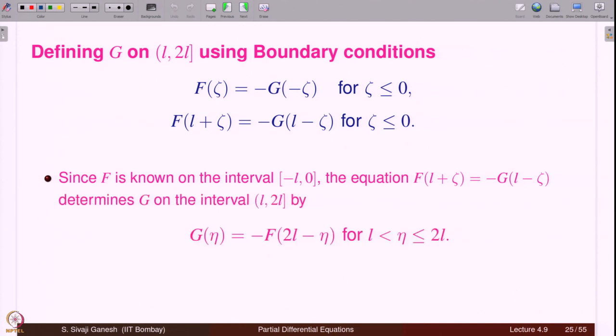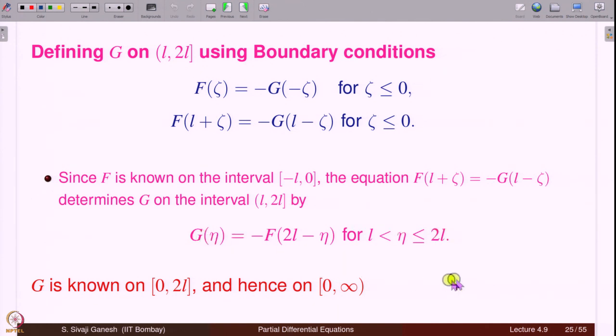Therefore, from the second equation we get g(eta) equal to minus f(2L minus eta) for L less than eta less than or equal to 2L. g is known on 0 to L, therefore it is known on 0 to infinity. So, please stop here and convince yourself about these various relations that we have derived.